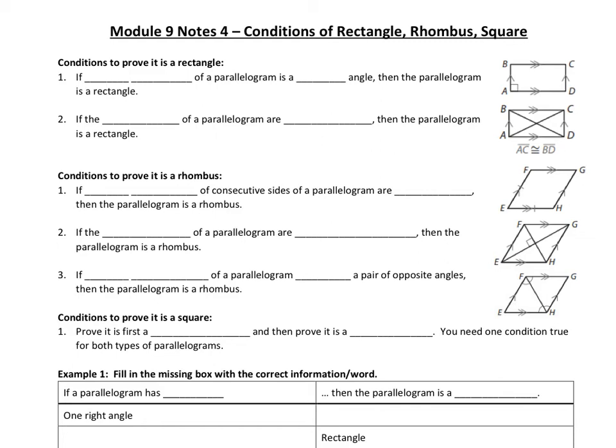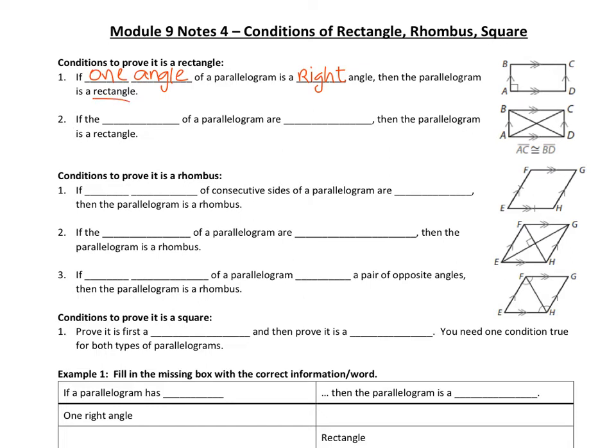We are going to now talk about the different things that need to be in your picture to determine if it is a rectangle, rhombus, or square. So first off, for a rectangle, we need to make sure that one angle of a parallelogram is a right angle. If that is the case, then it is a rectangle.